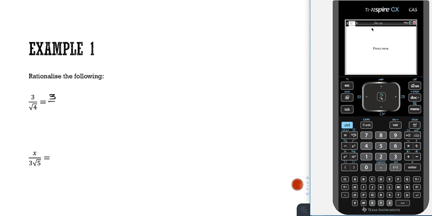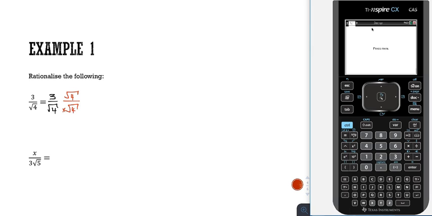So some examples. Example 1 is just looking at a single term on the bottom of a fraction, so root 4 for instance. The method to do this is to multiply the bottom by root 4. We've got root 4 on the bottom, we want to get rid of the surd, so we multiply the bottom by root 4.